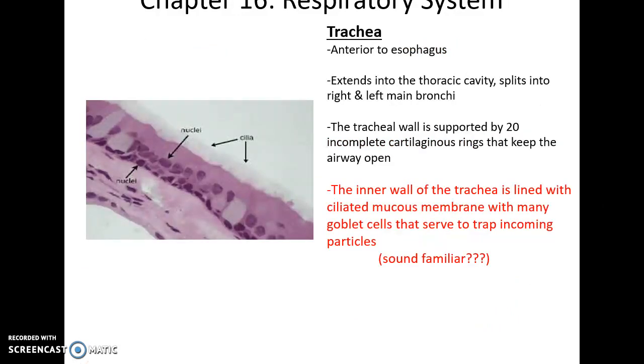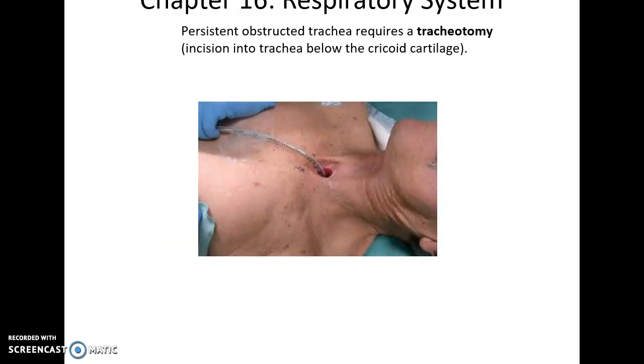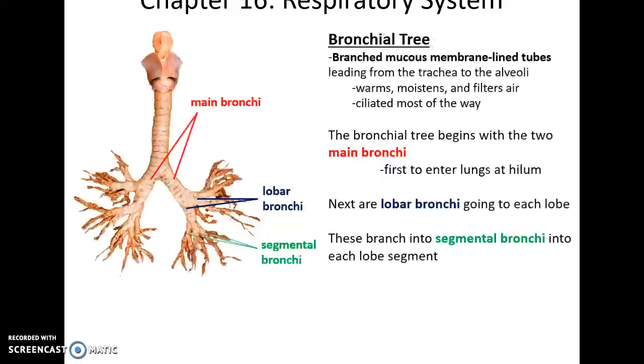The inner lining of the trachea is ciliated mucous membrane, which has goblet cells producing mucus that trap particulates. This should sound familiar, except in this case, the mucus is sent up to the pharynx to be swallowed. If someone has a persistent blockage in the trachea, they may get a tracheotomy. An incision is made below the cricoid cartilage in order to avoid damaging the larynx and allowing the person to have an extra outlet for breathing.